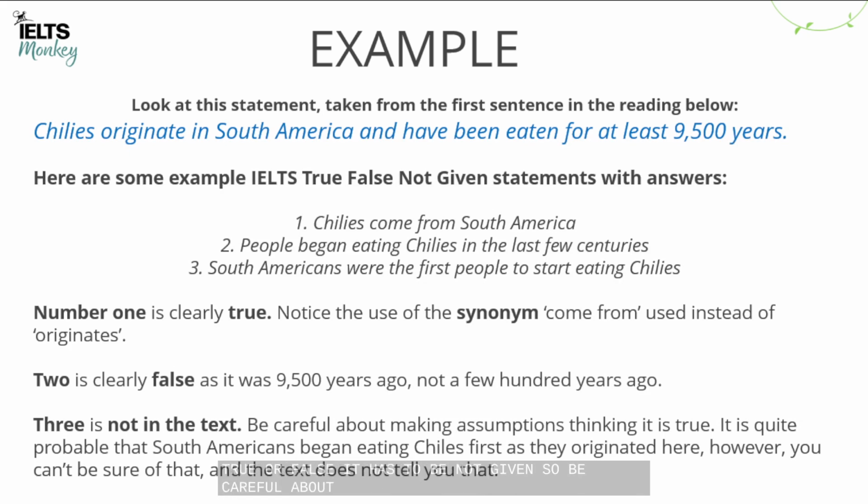So be careful about making assumptions. While you might think, hey, South Americans probably did begin eating chilies first. Look at this, 9,500 years, that's a really long time. But it does not specifically tell us this exactly. So this is where a lot of students make their mistakes. They make assumptions, they don't match the meaning.